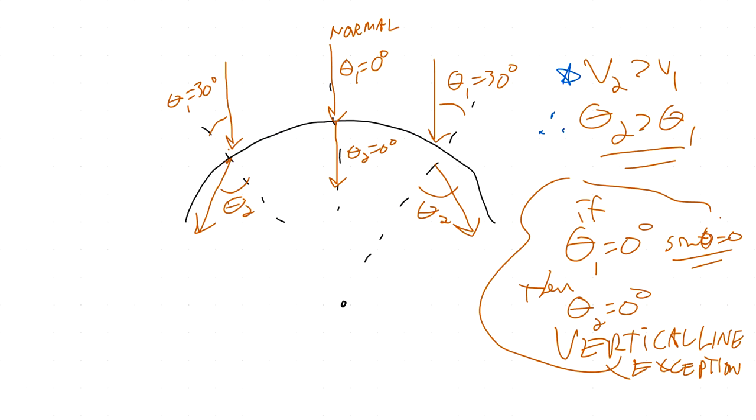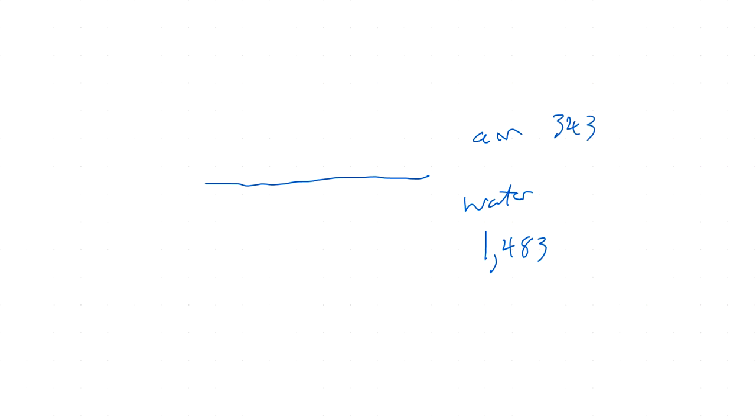Part 2. I'm going a little quick, right? But I'm just wanting to get these things down. So say I have a boundary. Say I go from air to water. Water has a velocity of 1483. Air has a velocity of 343. So velocity 2 is greater than velocity 1, by about a factor of 4.4. So the angle won't be multiplied by 4.4, but the sine of the angle will be. So that's a big change in angle, right?